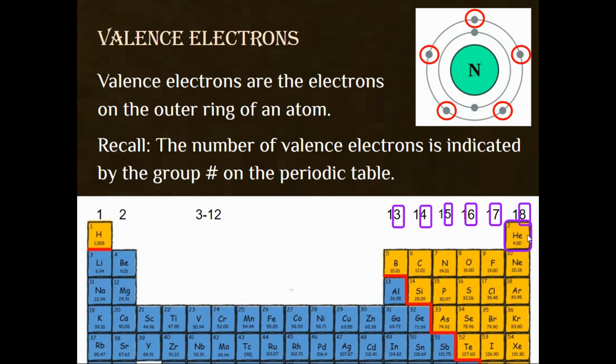The only exception to this rule is helium. Helium is in group 18 because it's a noble gas, and all of these right here on the right side are noble gases. However, helium has an atomic number of 2. That means it can't have more than 2 electrons. So helium only has 2 valence electrons. The rest of the group has 8.